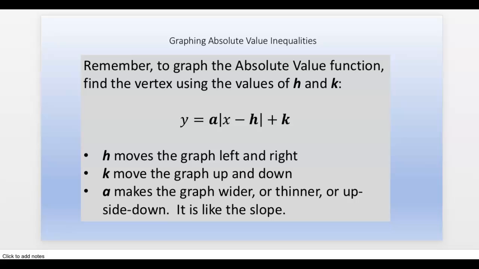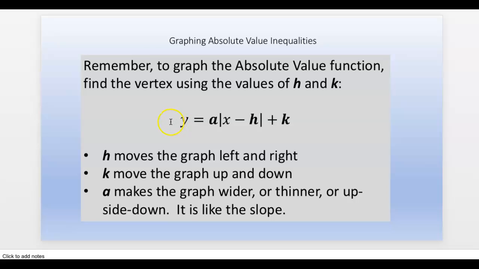Also, just to review, guys, to graph the absolute value function itself, you have to find the vertex. And remember, they'll be in this form right here. We looked at this before, the H, K. H moves the graph left and right, and K moves the graph up and down. The same thing we've been doing. And A makes the graph wider, thinner, or flips it upside down, okay? The A is kind of like the slope in absolute value. All right, so remember that.